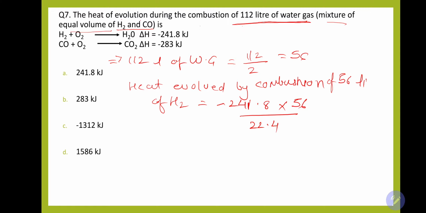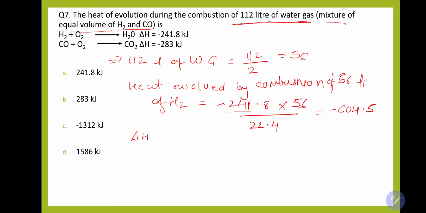So for 56 liters how much will it be? If for 1 mole our heat evolution is -241.8, then for 56 liters it will be how much? Cross multiplying you will get this. So it is equal to -604.5.